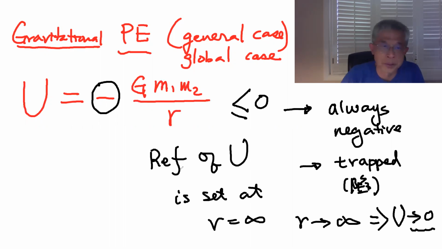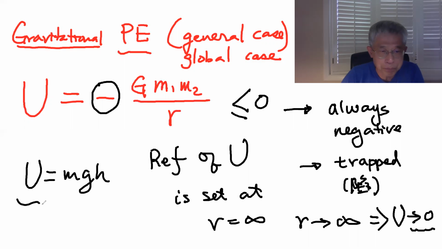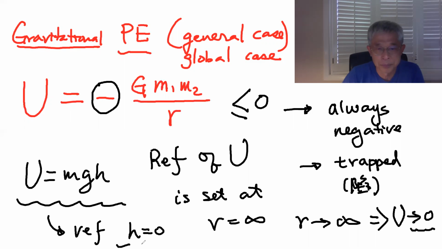There's nothing else different from when we say U is equal to mgh. This mgh is just saying that the reference is at when h is equal to zero. So that's like when you are at the sea level on the earth, and then your potential energy will be growing, bigger and bigger. But that's not in the general case. We want to set the reference at a different point. So that's all.